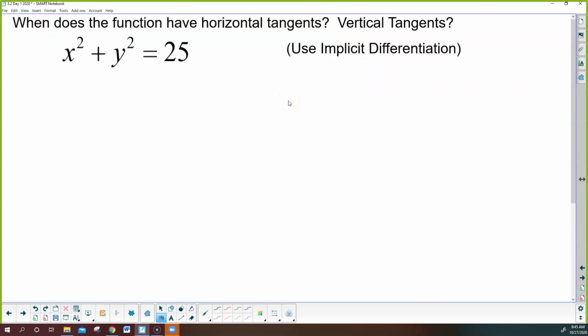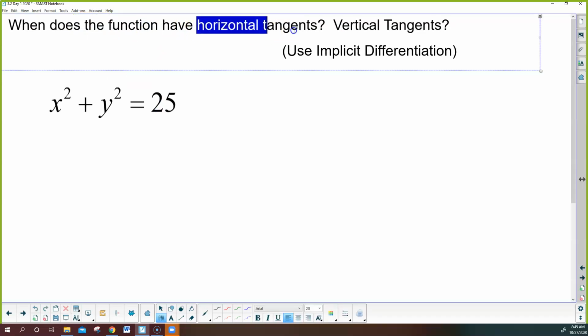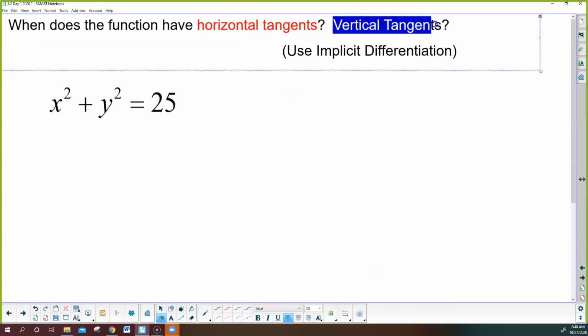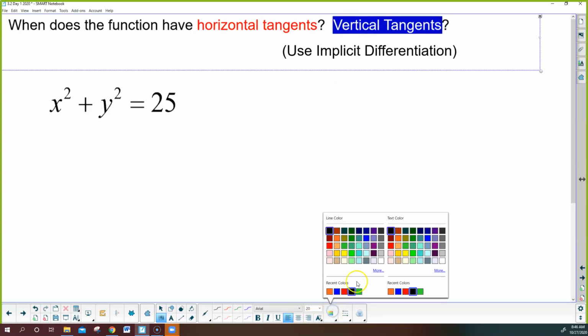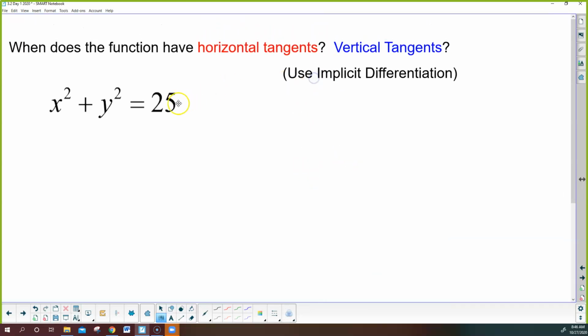I definitely want you to write this. And the reason why is what happens when I combine implicit differentiation with some of the terms that we already know. Okay. Pay special attention to the instructions. When do we have horizontal tangents? And when do we have vertical tangents? Well, what we have to do is figure out what we know about the derivatives of horizontal lines and vertical lines. Another word for derivative is slopes.